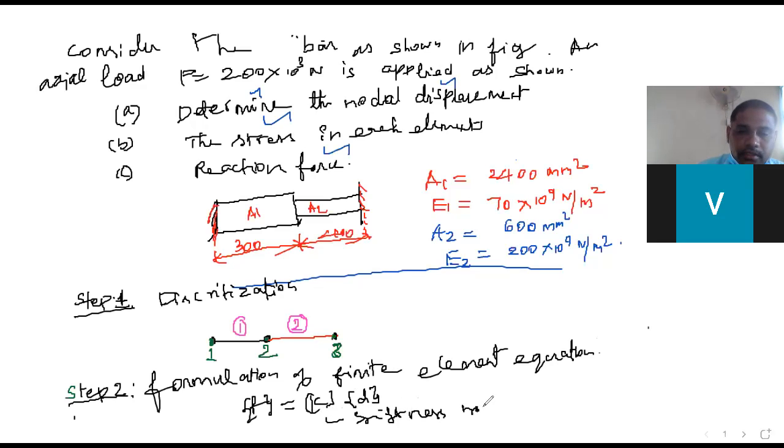Stiffness matrix, and D is deflection, and F is force vector. So F is force vector, K is stiffness matrix, and D is deflection. Okay.